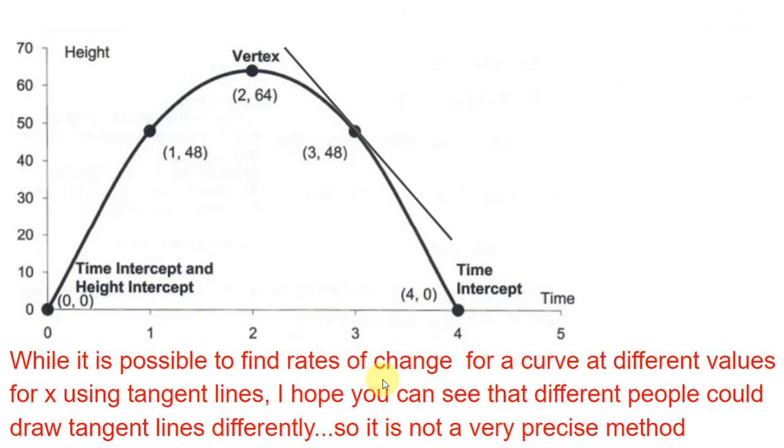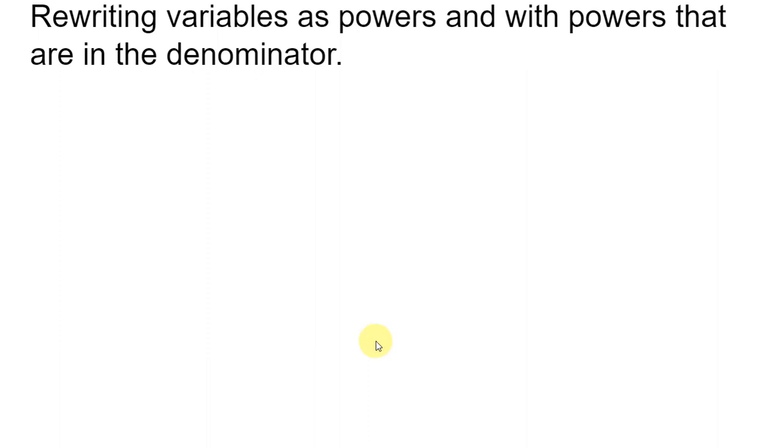So it's possible to find rates of change for a curve at different values by using tangent lines. I hope you can appreciate that if different people are drawing different tangent lines, it would be very unlikely that people would draw the same tangent lines and that they would be perfect. And so it's not a very precise method to use to find a speed at a particular point. So what we're going to do is we're going to use derivatives to find these speeds at these particular points of a curve.